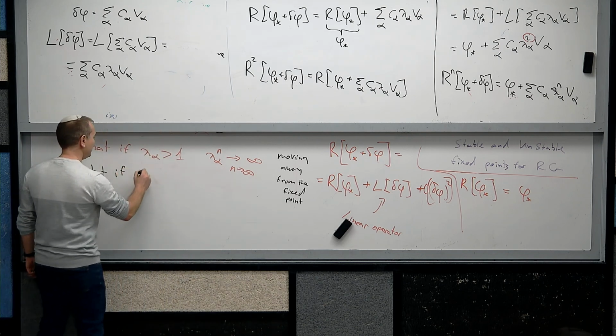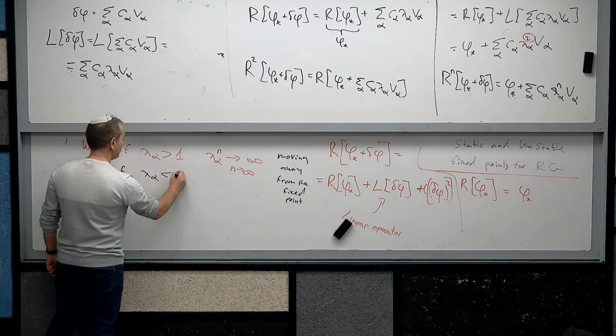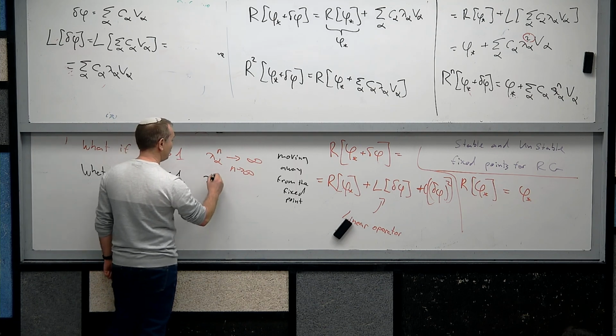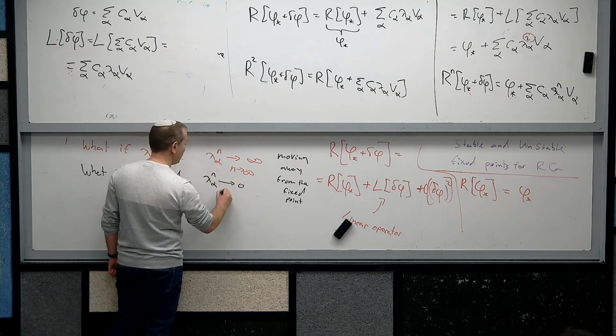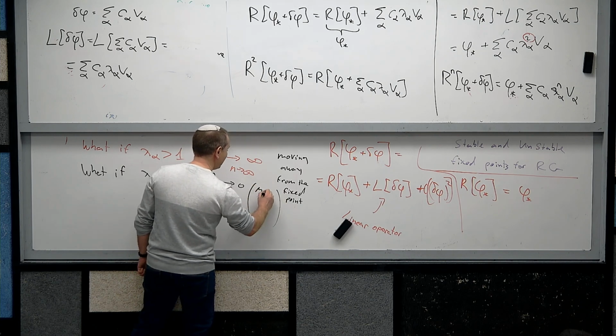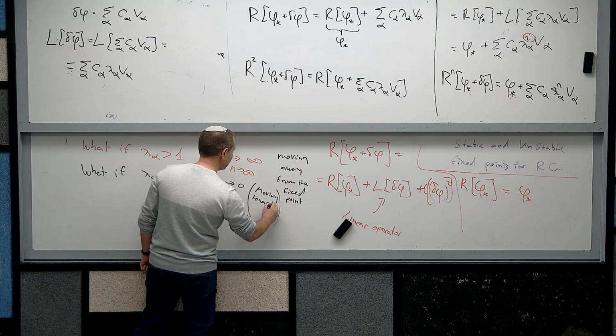What if lambda alpha is smaller than 1? Then lambda alpha to the power of n goes to 0 as n goes to infinity, moving towards the fixed point.